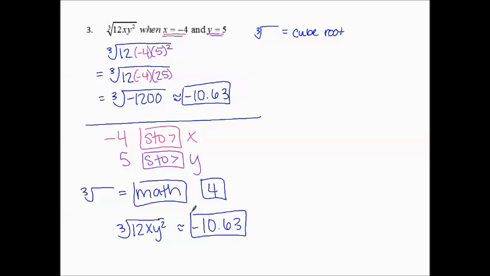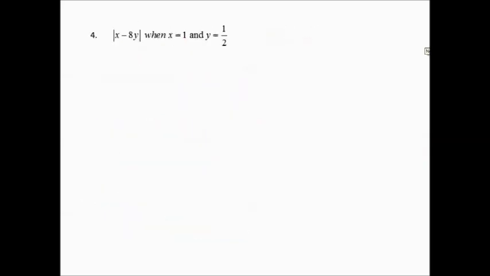Okay, let's take a look at another one. In example 4, I have this symbol called the absolute value. The absolute value is our distance from 0, and it's always positive. Okay, absolute value makes anything that's inside positive. Anything that's in those brackets will become positive with absolute value.